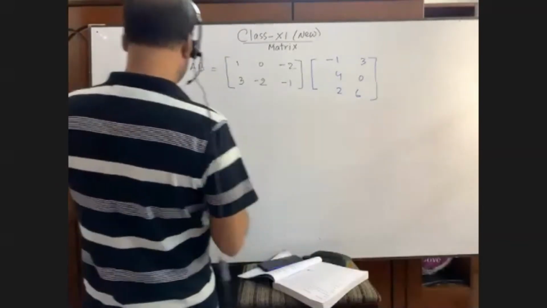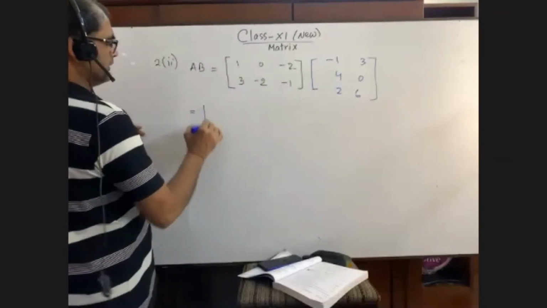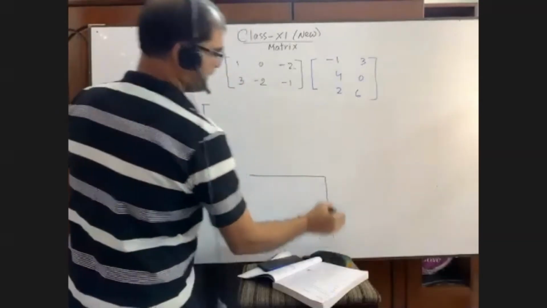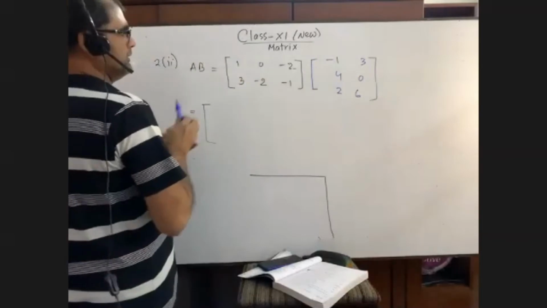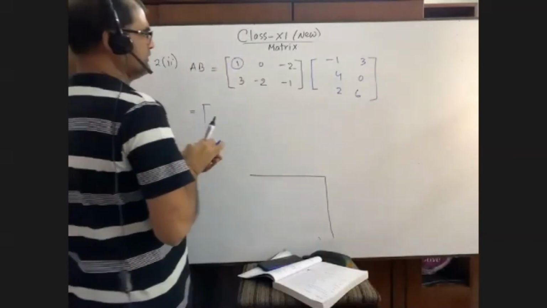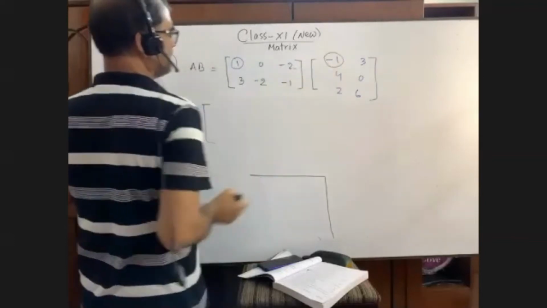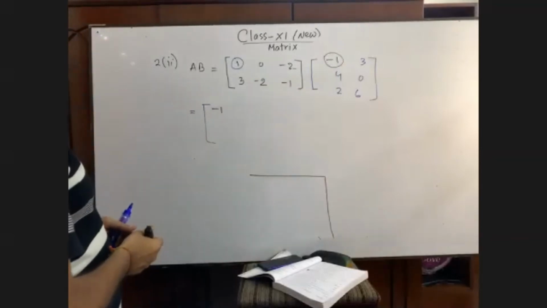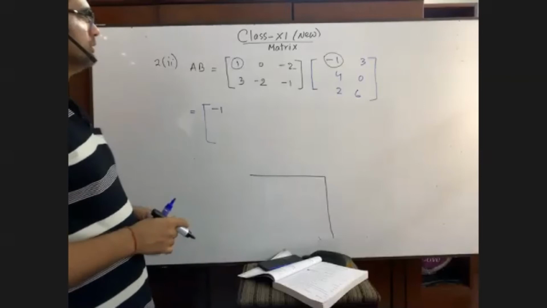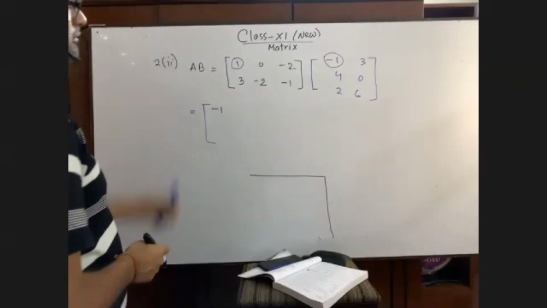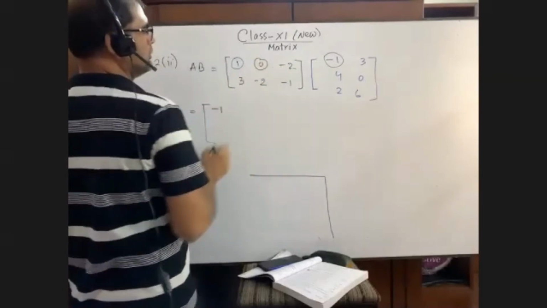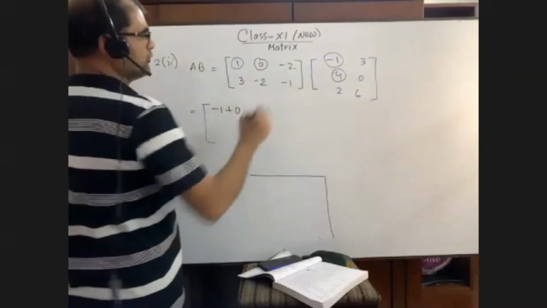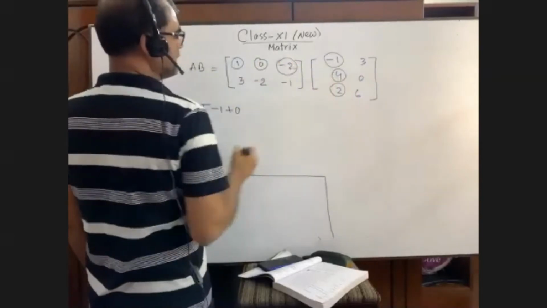Okay, let's multiply. You see how to do it. As I told you, this is the way to multiply. So this is 1, and this is minus 1. We multiply it. 1 into minus 1, that is minus 1. Now you see it is 0, and it is 4. 0 into 4, that is 0. Now you see this is minus 2, and this is 2, equals to what? Minus 4.